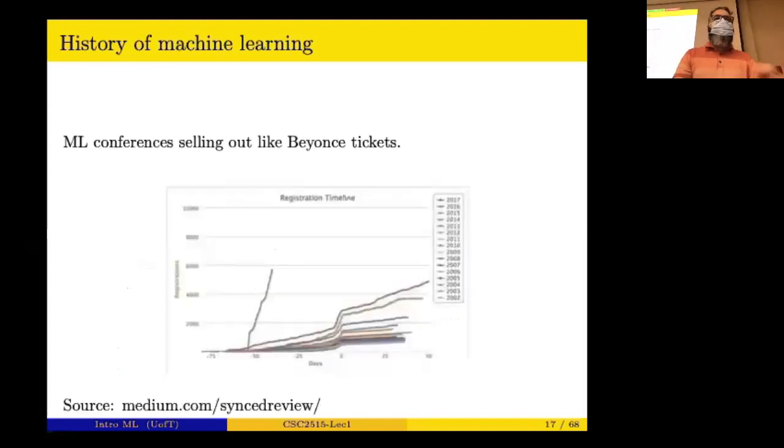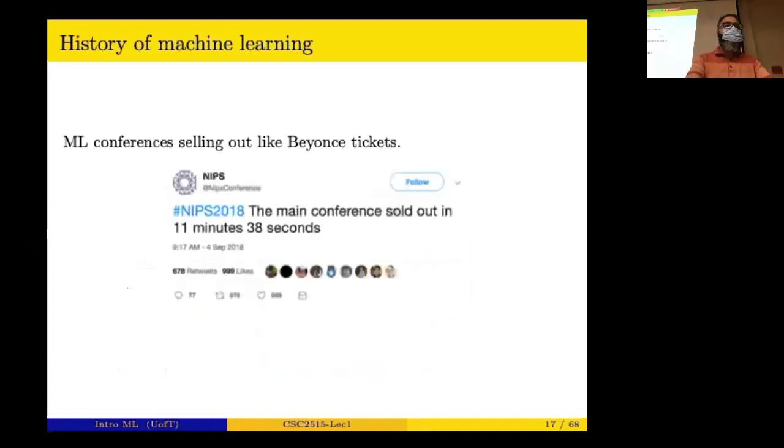Okay, so I'll try to go a bit faster. Machine learning has become very popular. For machine learning conferences, the number of people registering kind of grows almost exponentially fast. There is this conference called NeurIPS. The conference was sold out in 11 minutes. This was in 2018.